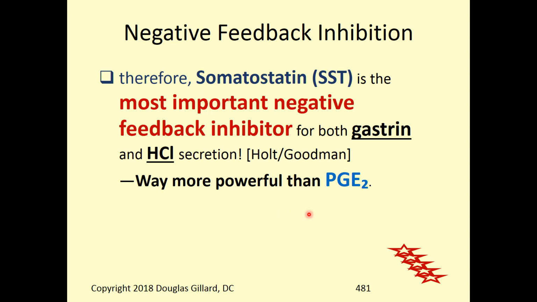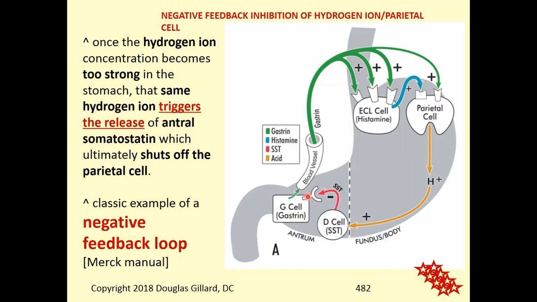Way more powerful too than PG2. We talked about PG2 shutting down ECL cells. So here's a nice picture of this. Here's parietal cells cranking out their acid. Everybody's great. But once the acid gets too high, it stimulates a D cell right here. So acid is being cranked out in the stomach. Too much of it builds up. Once it gets to 3.5 pH, D cell goes, that's it.